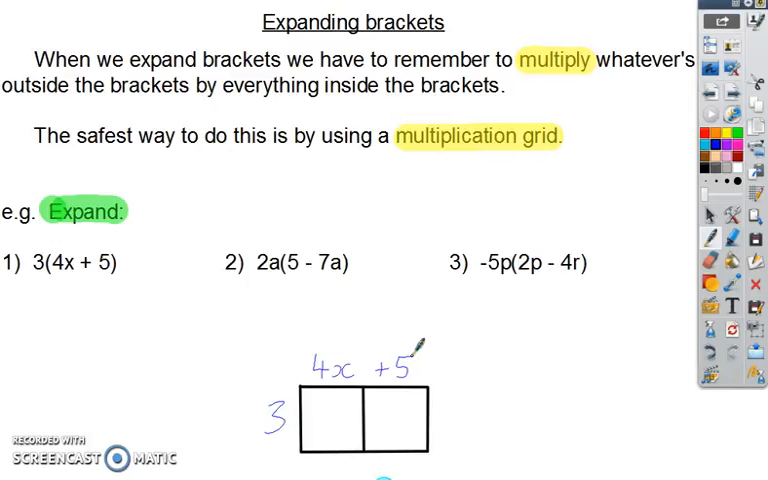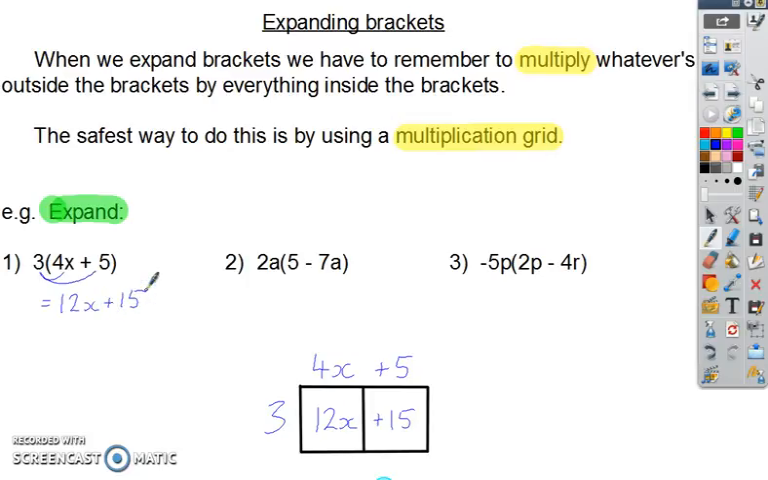Okay, first of all, 3 times 4x is 3 times 4, that's 12, and we've got an x in there as well, 12x. Now then, in the next block, 3 times plus 5 is going to be plus 3 times 5, 15. If we expand out this bracket here, we can think of it as 3 times 4x, which is 12x, what we've just written in the multiplication grid, and 3 times plus 5, which is plus 15.